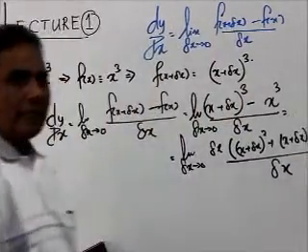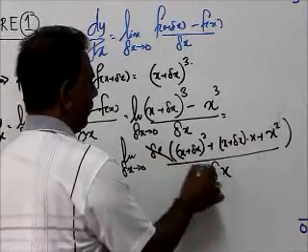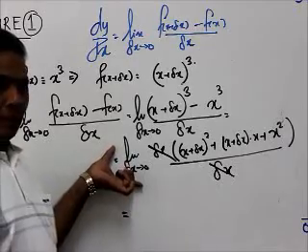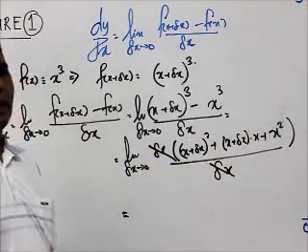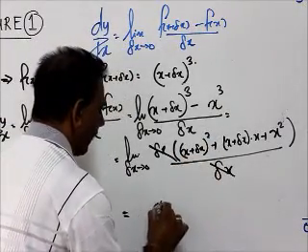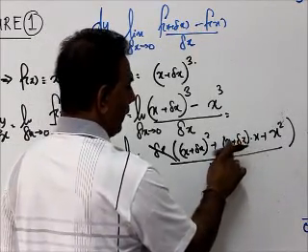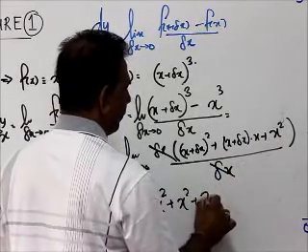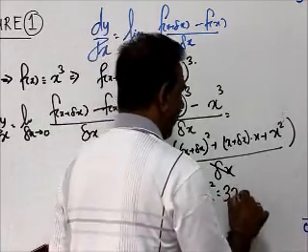So now delta x and delta x you can cancel. So if you take the limit, now we can remove the limit. If we want to remove the limit, then we have to put delta x equal to 0 everywhere. So if you put delta x equal to 0, you will get x squared plus 0, then x into x, plus x squared. So the answer is 3x squared.